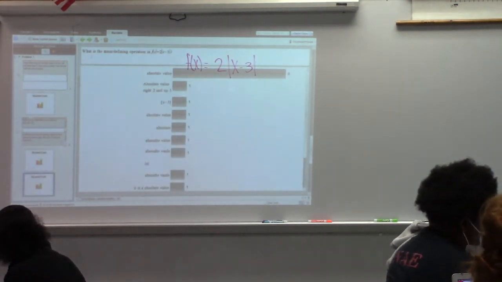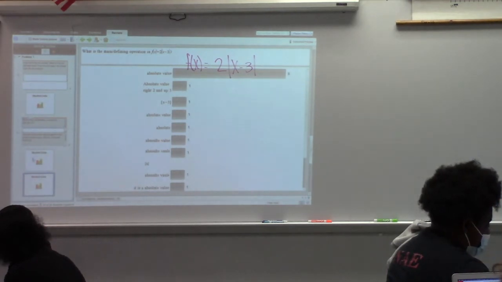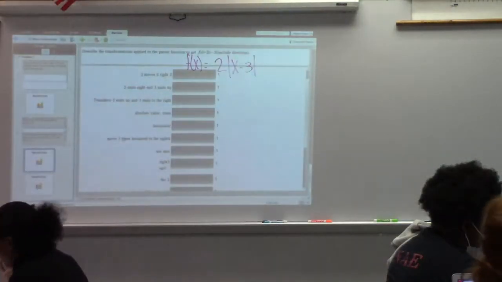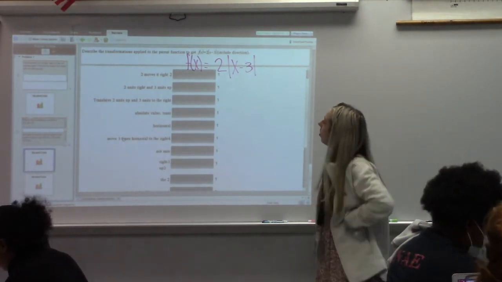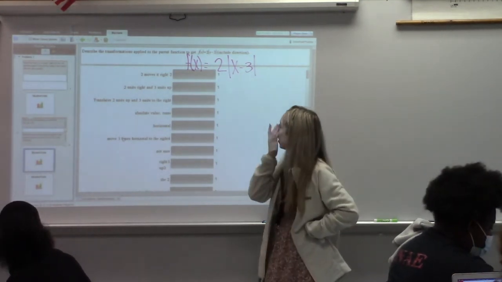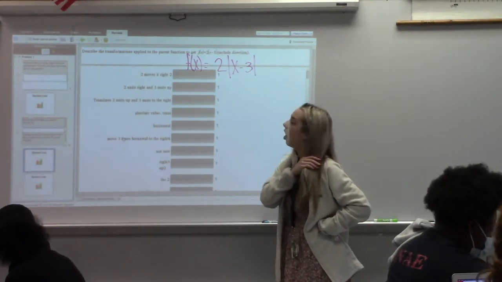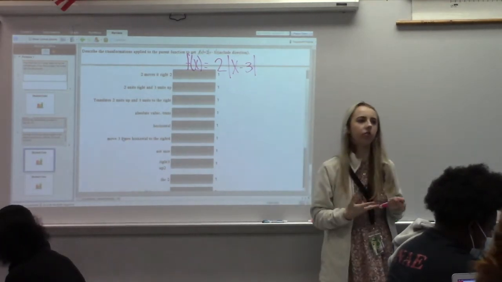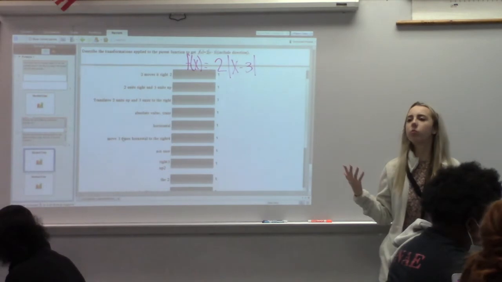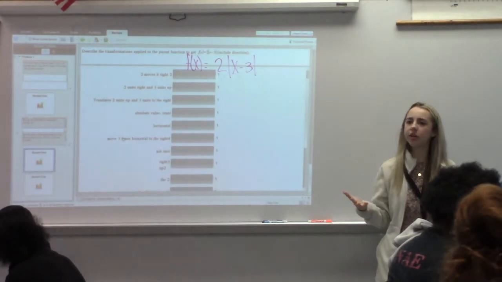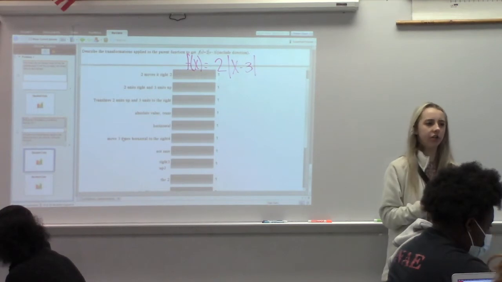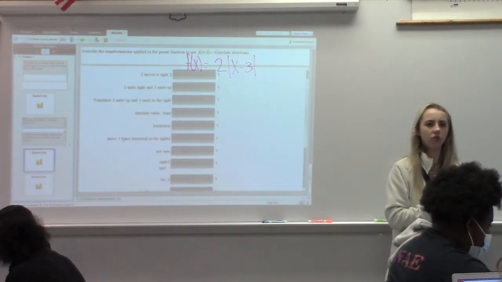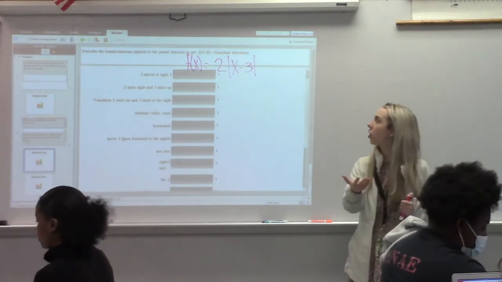Talking about the transformations applied to this function: 2 units right and 3 units up. Let's look at this. Remember, when we're talking about translations, the location of what operation matters here? Addition and subtraction.